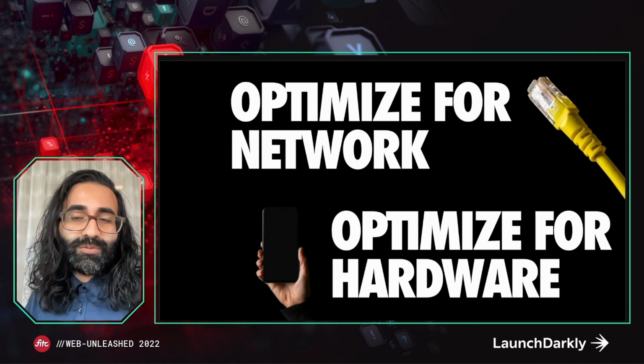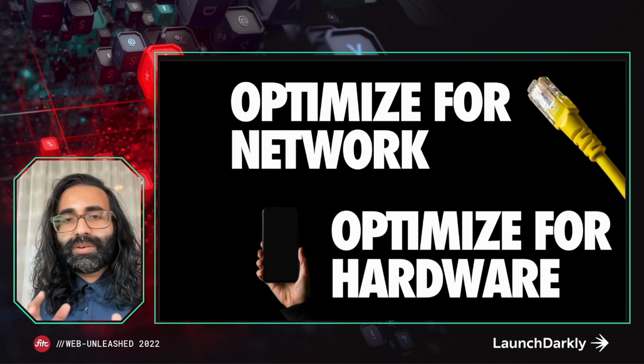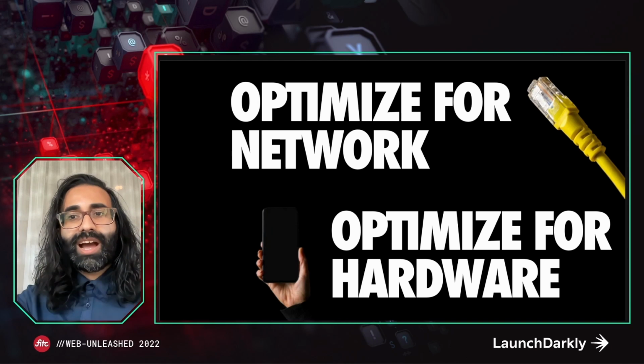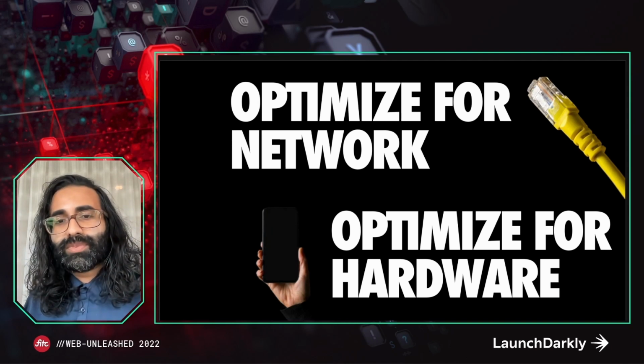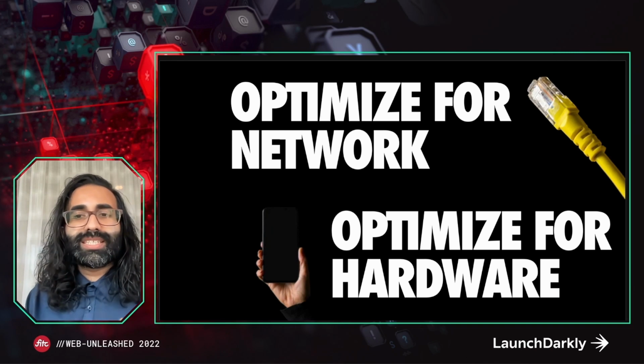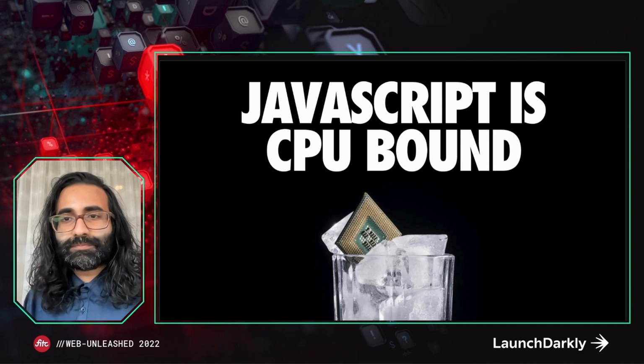So before we talk about rendering patterns, we're going to talk about two big topics: optimizing for hardware and optimizing for the network. Network latency and bandwidth can impact how soon things get over the wire. On the hardware side of things, processing power bounds computationally intensive tasks. So let's dive into hardware, optimizing for the hardware.